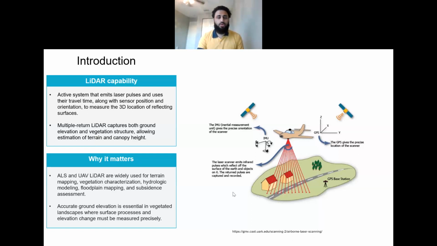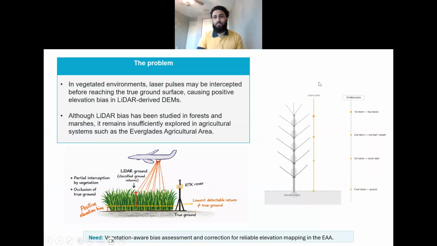On the bare earth, the ground elevation will be pretty accurate. If you generate DEMs from these points, it will be pretty accurate because you can send millions or hundreds of points. But when it comes to vegetation, this accuracy reduces.